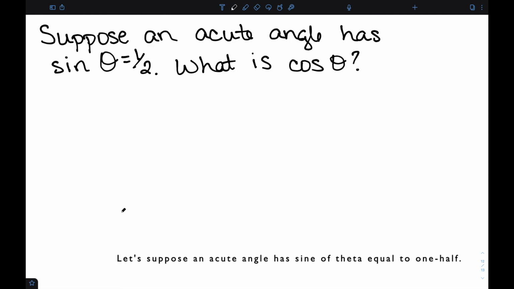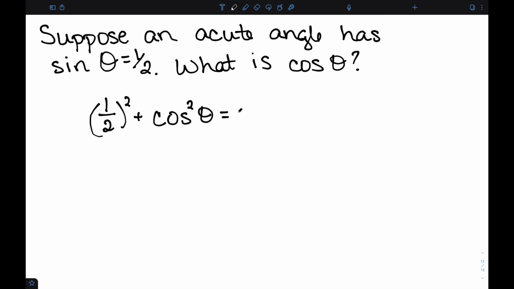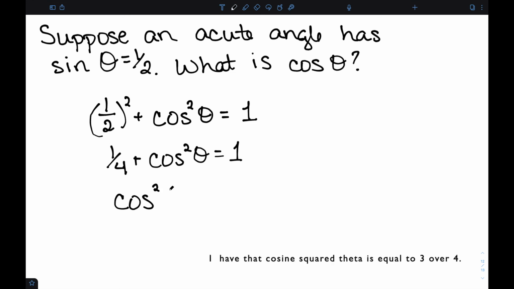Let's suppose an acute angle has sine of theta equal to 1/2. What is cosine of theta? Well, I know that sine squared plus cosine of theta squared is equal to 1. So this is 1/4 plus cosine squared theta is equal to 1. And if I subtract 1/4 from both sides, I have that cosine squared theta is equal to 3 over 4.